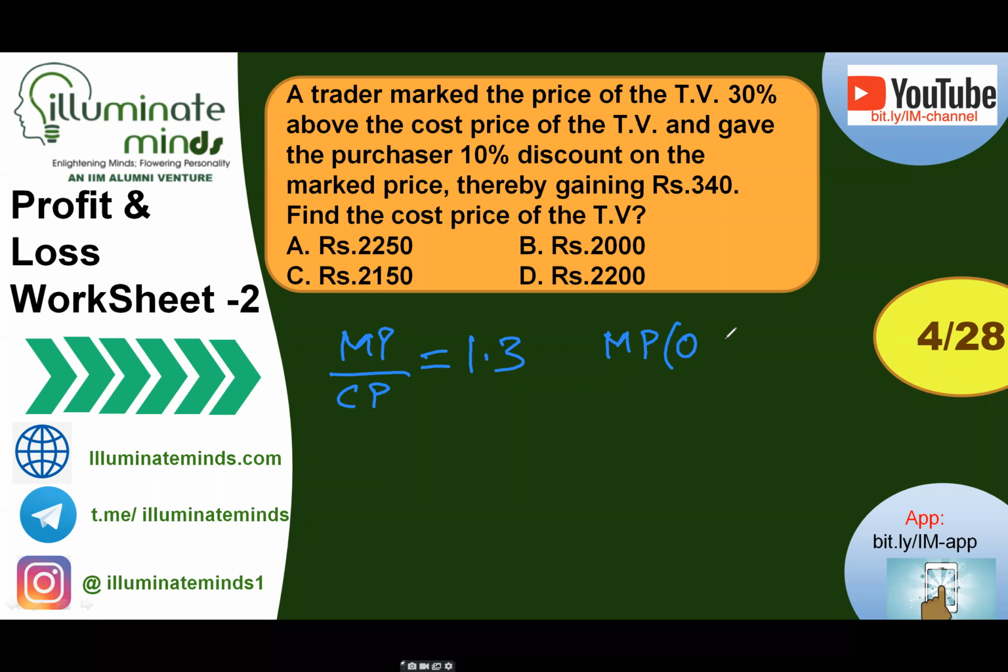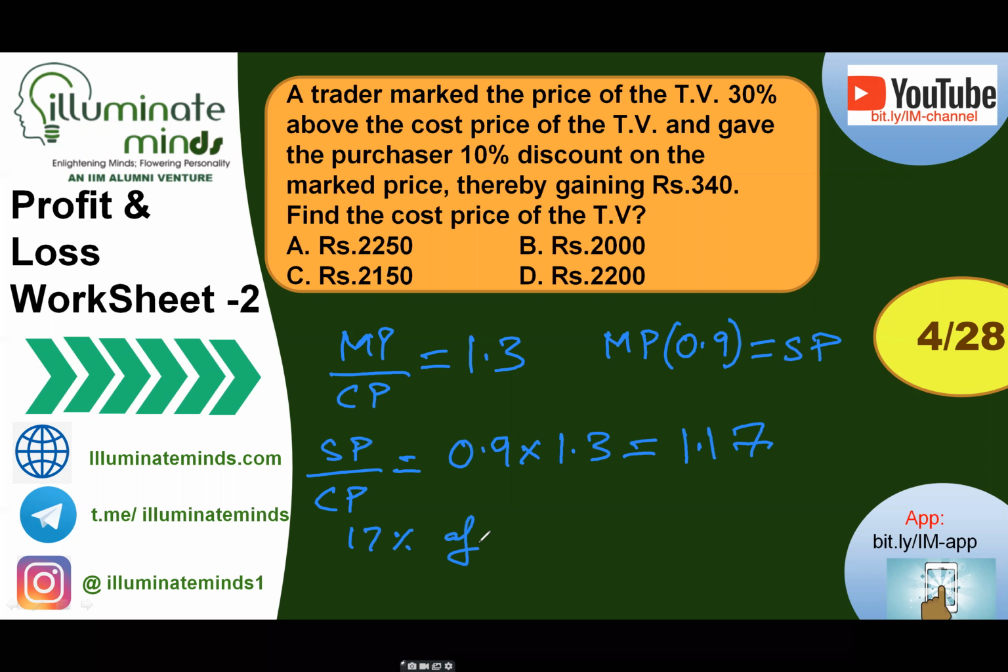Mark price into 0.9 will be equal to the selling price. Again, I will try to achieve SP by CP. SP by CP will give me 0.9 into 1.3, which is 1.17. That reflects 17% is the profit percentage. So 17% profit percentage is calculated on cost price. So 17% of cost price is equivalent to 340 rupees.